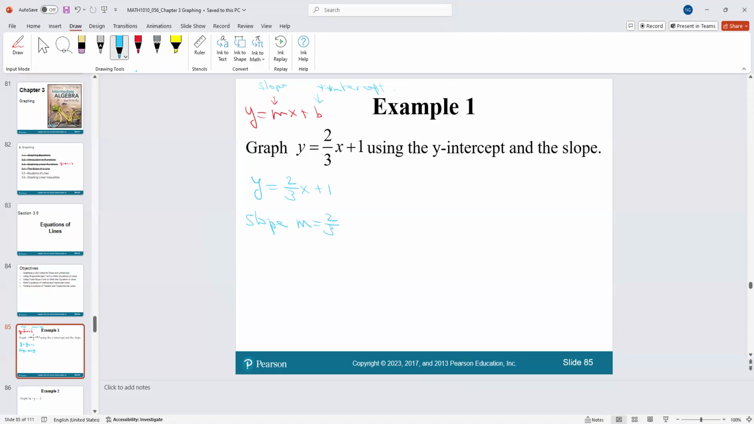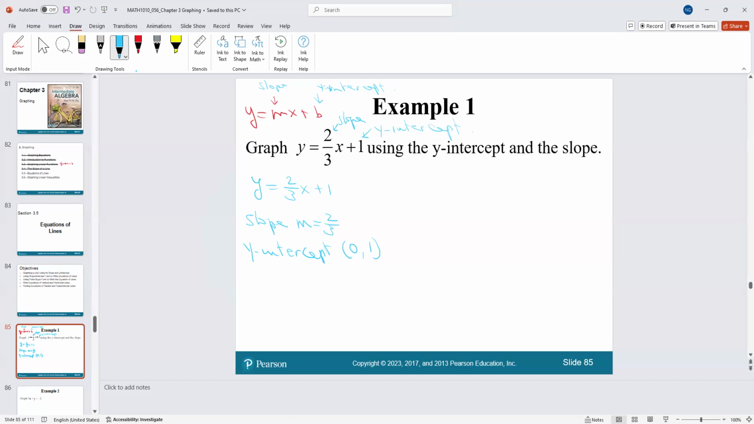And the slope is 2/3, and the y-intercept is b. That means the point that intersects the y-axis: when x is 0, y would be 1. Remember, this is the slope and this is the y-intercept. So when you have that, we almost have everything to graph.